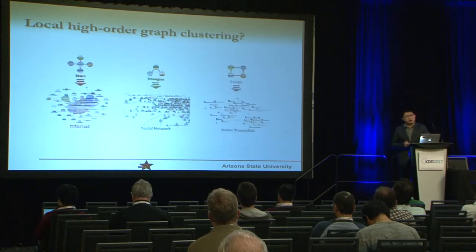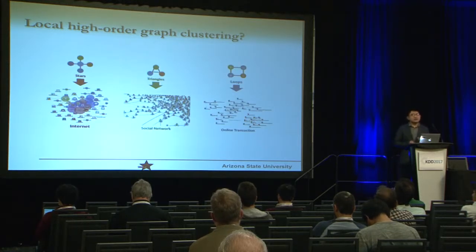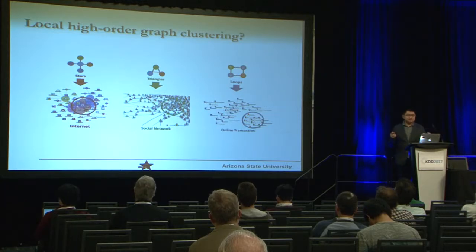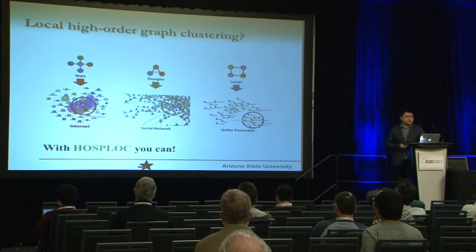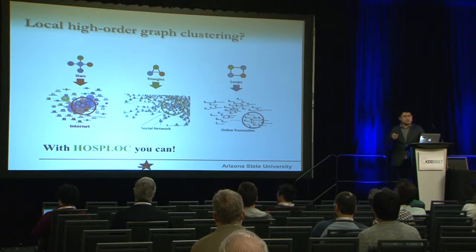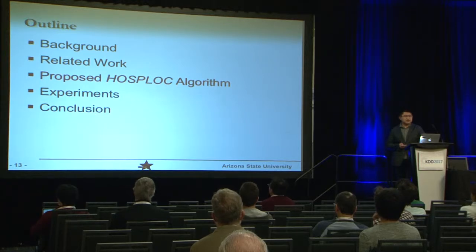So can we do a combination? Can we extend the local graph clustering mechanisms to model and explore the high-order network structures? Would that be cool? So in this paper, we present a local algorithm named HOSPLOC, and we can find the structure-rich dense subgraph and it only runs in polylogarithmic time with respect to the number of edges.